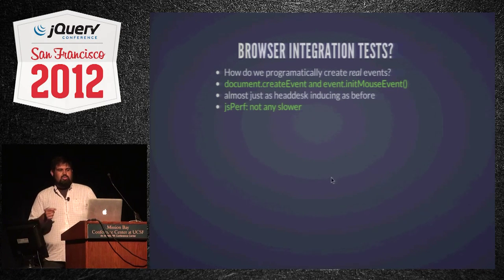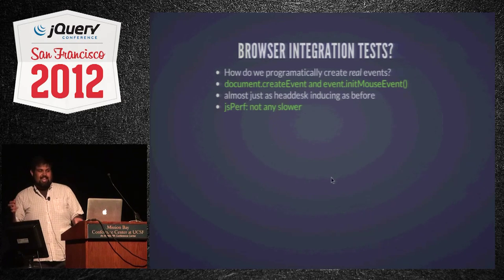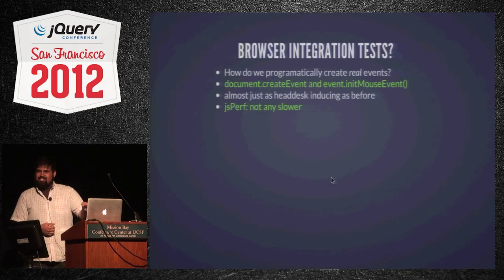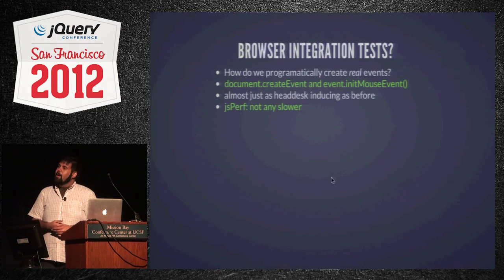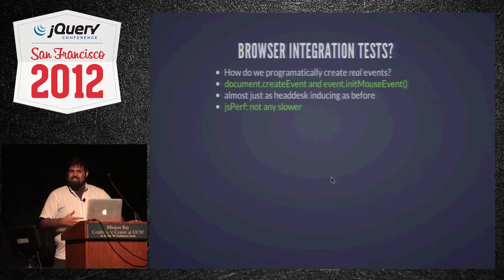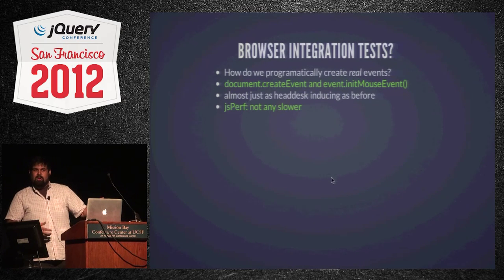You could use a method on the document called document.createEvent. You can create a mouse event in this case, then you can initialize that mouse event, and then you can trigger that mouse event on an element. Eventually I'll give you the links to this. But the amount of frustration that comes from this is almost exactly the same as the amount of frustration that comes from not even unit testing your code at all and having to debug forever.